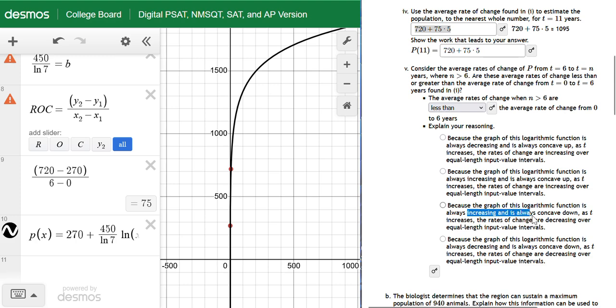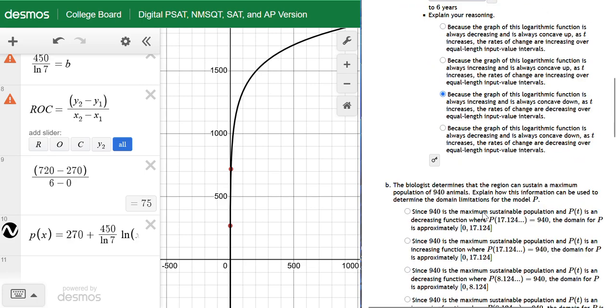So you can see here's the two critical elements. And so as t increases, the rates of change, even though they are still positive rates of change, are getting less and less. They're increasing by less and less, and so that means that the rates of change are getting lower, or decreasing. So that would be my explanation for this.